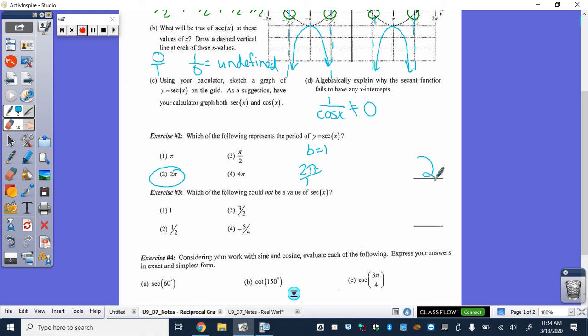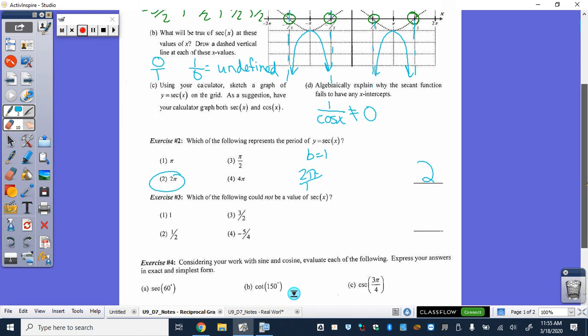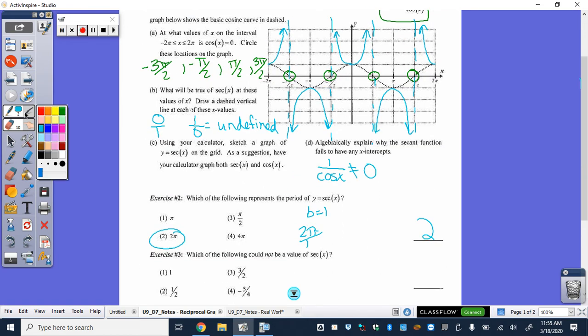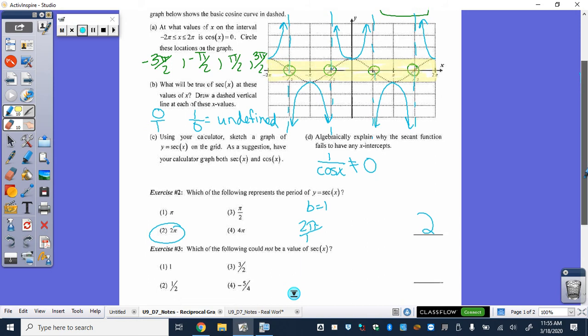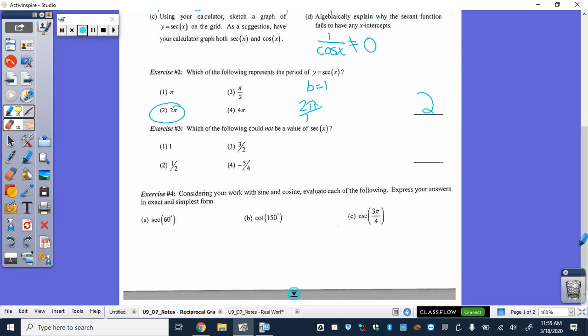Which of the following could not be the value of secant? Well, if you notice, secant is never between 1 and negative 1. It's never in there. Ever, ever, ever. So any values between 1 and negative 1, it can't be. So therefore, it can't be 1/2.